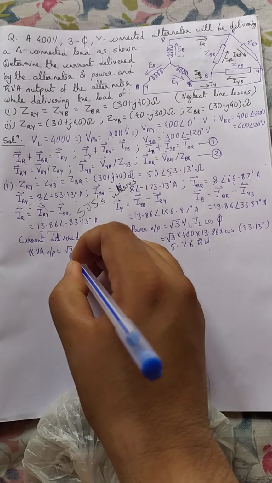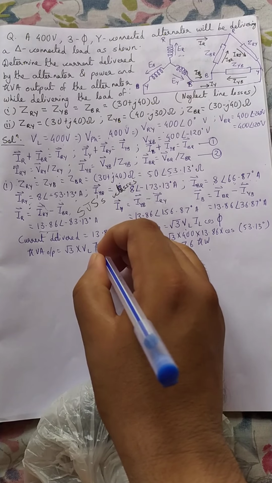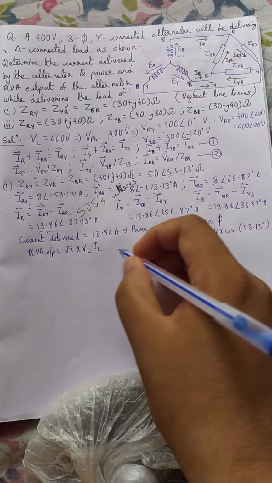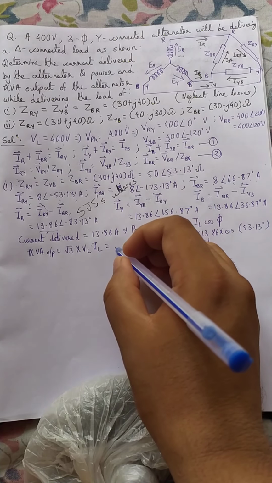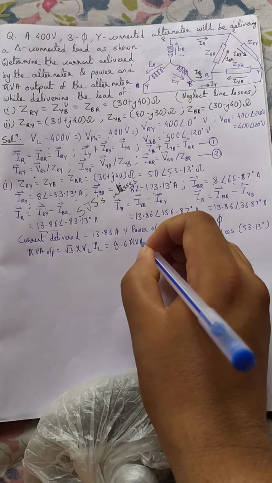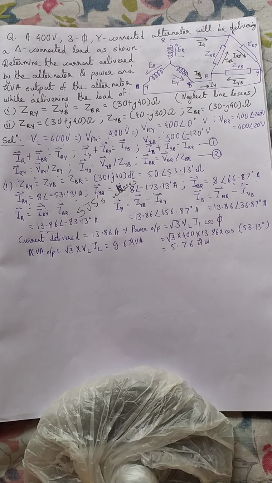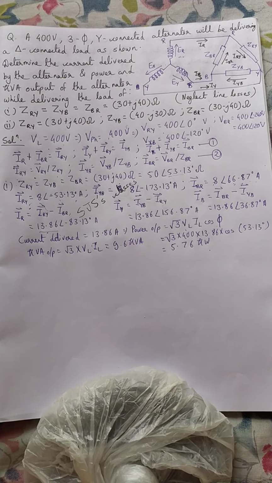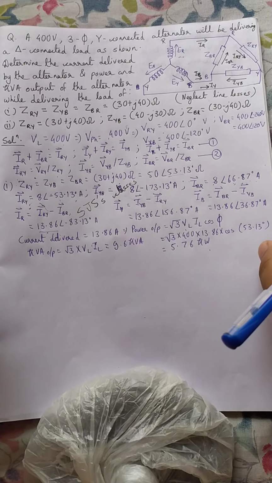kVA output would be root 3 into VL into IL. So the values are known. Putting all the things there, you could find out that would be equal to 9.6 kVA. So you would be finding out all the three things for this balanced load. Now this is for the balanced load. Now let's see what we need to do in case of an unbalanced load.